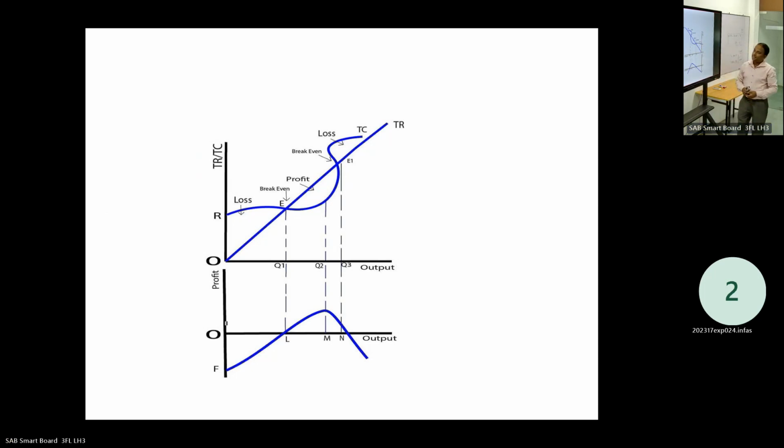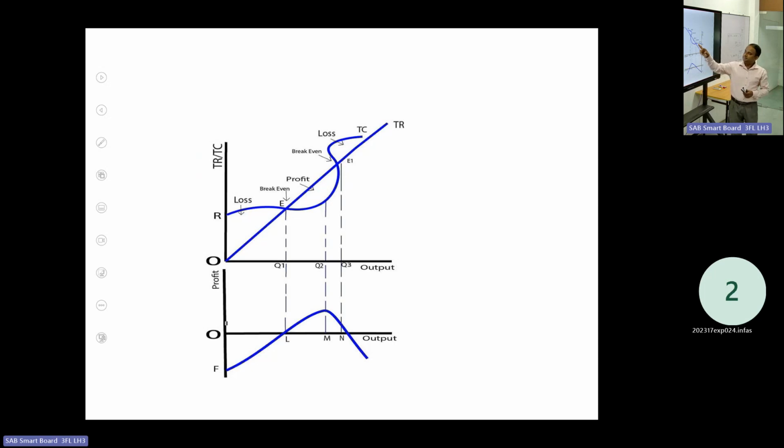And this is the break-even point. Break-even point means when total cost is equal to total revenue, so there is no profit, zero profit, at this point. So this is the profit function, the difference between total revenue and total cost. At Q1 level there is zero profit because total cost equals total revenue. This is the intersection point.